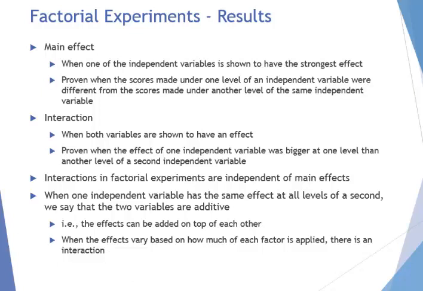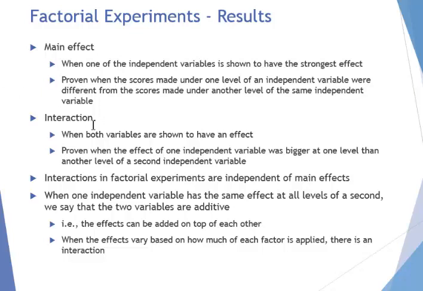Then what about interpreting a factorial experiment? Well, when I interpret a factorial experiment, I have to distinguish between a main effect and an interaction. A main effect is when one of the independent variables is shown to have the strongest effect. In other words, when all the aspirin people showed dramatic improvement, but the Tylenol reaction was kind of mixed, I could say the aspirin has a main effect.